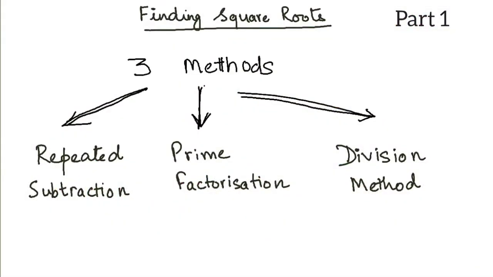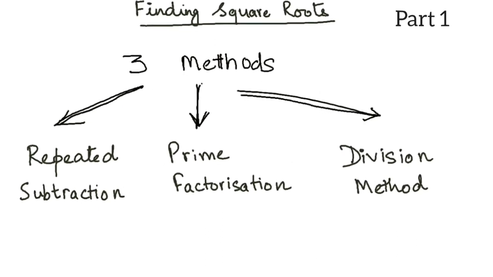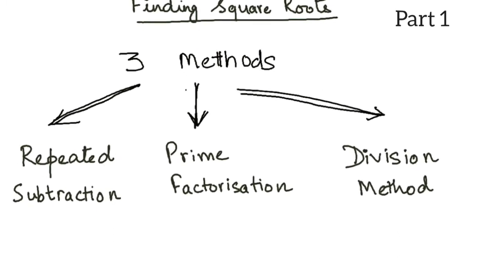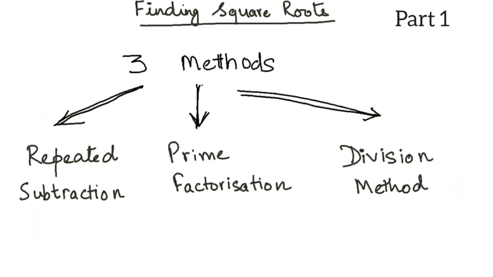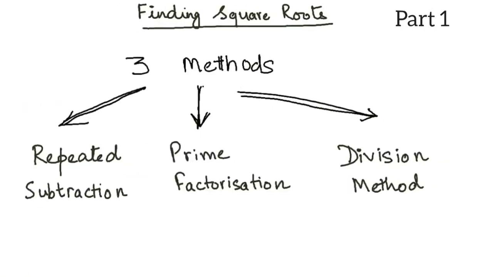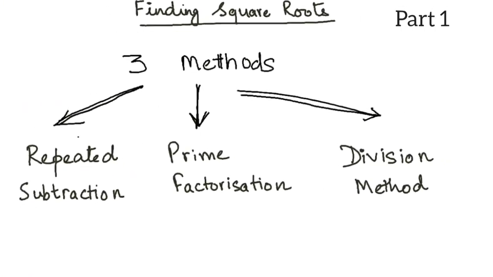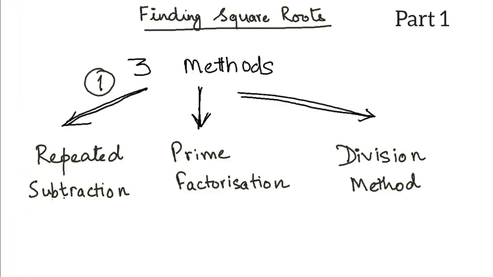Well, in this video we are going to learn again something very new. As you know, there are some methods to find the square root of any number, and of the different approaches available to find the square roots, we will be looking at three different methods. So the first method is repeated subtraction. We will learn in detail about this method in this video.